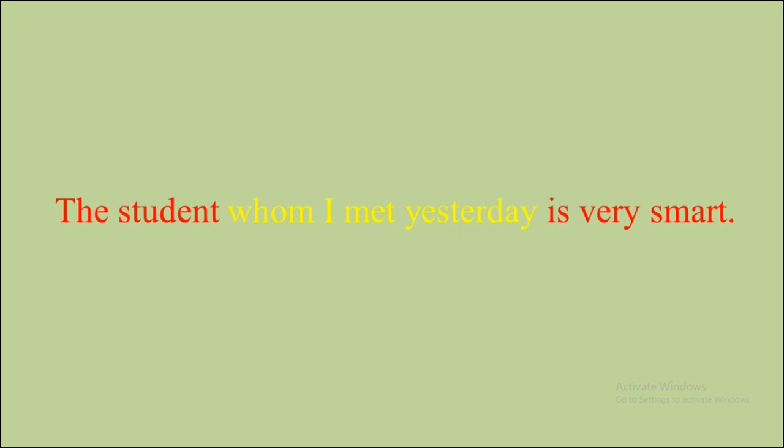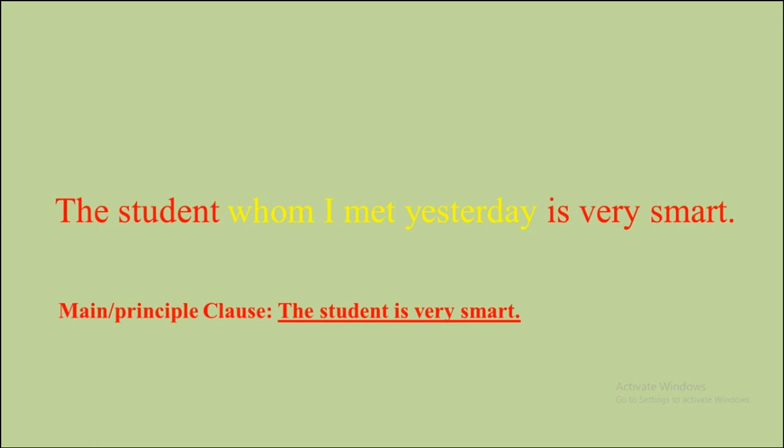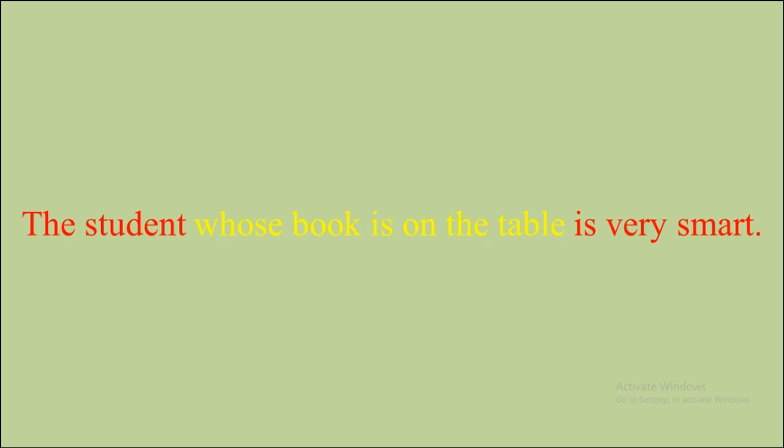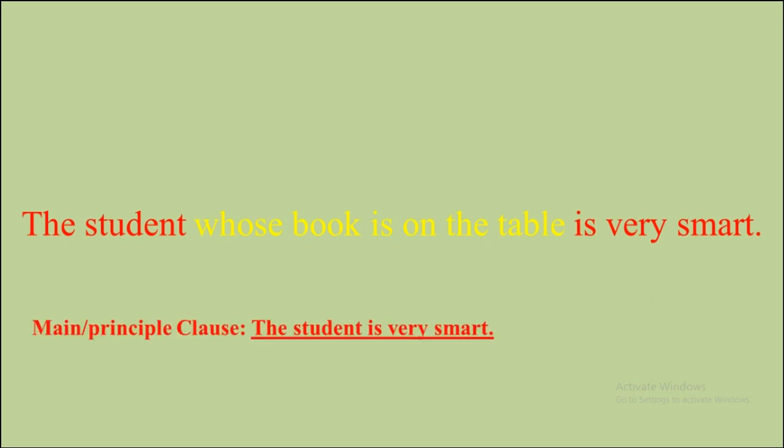The student whom I met yesterday is very smart. Main or principal clause: the student is very smart. Whom I met yesterday, it's a dependent adjective clause. It gives more information about the student. The student whose book is on the table is very smart. Main or principal clause: the student is very smart. Whose book is on the table? It's a dependent adjective clause. It gives more information about the student.